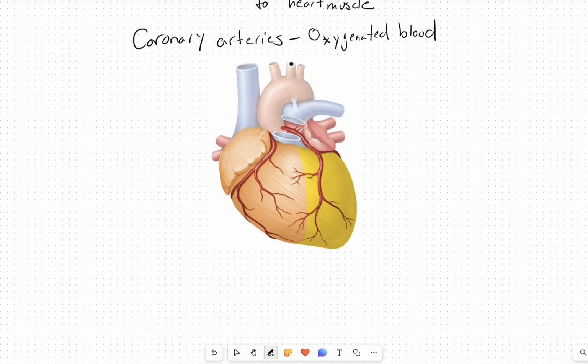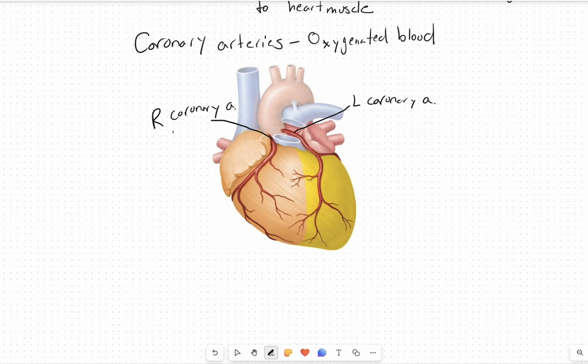The right coronary artery and the left coronary artery branch off of the aorta almost immediately after leaving the left ventricle. In the image, the pulmonary trunk is removed, so you can see where the left coronary artery is actually exiting from the aorta. The right coronary artery is going to bring blood to the right atrium and the right ventricle.